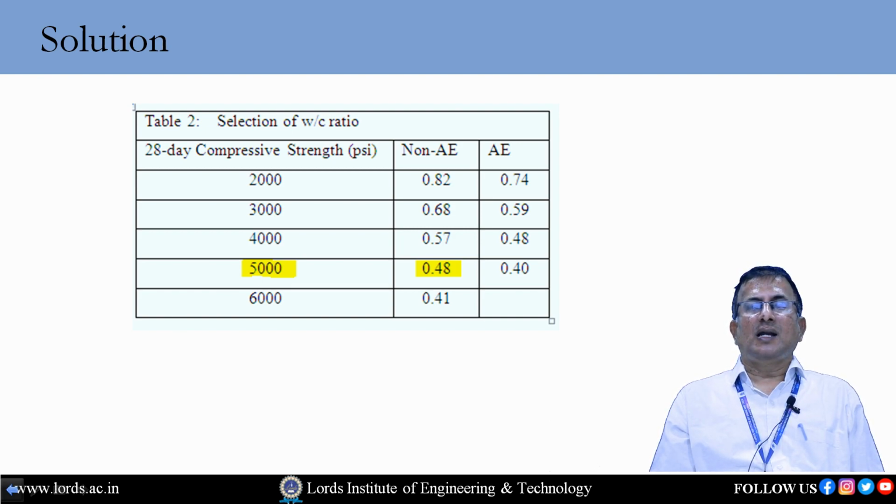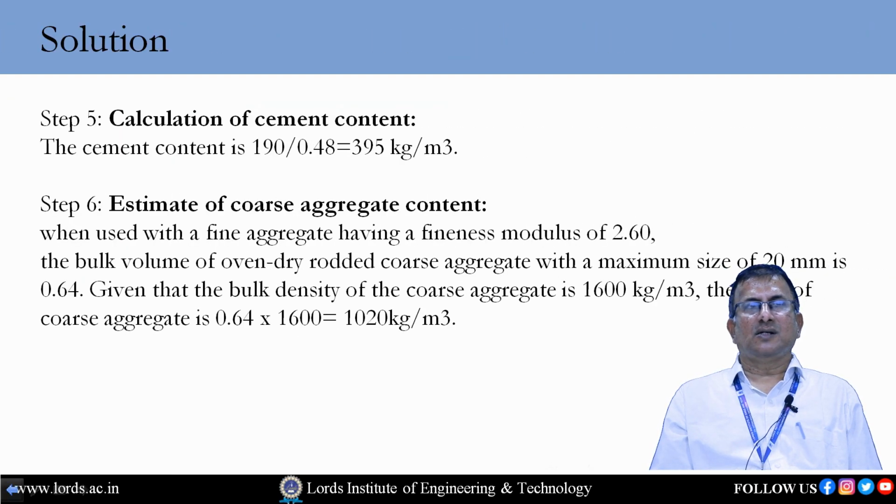Now come to calculation of the cement content. Already we know the value of water cement ratio we collected from the tabular form, it is 0.48, and also we know the amount of water which is required to make an excellent concrete. The value we collected from the tabular form is 190 kg per meter cubed.